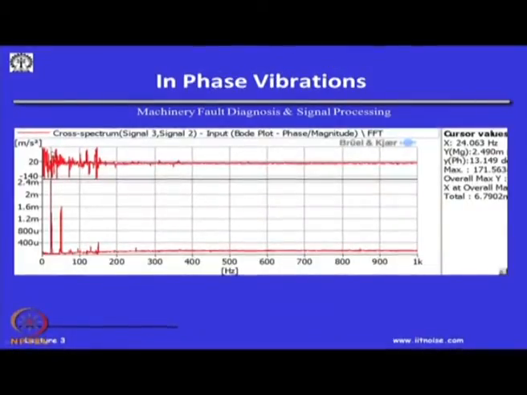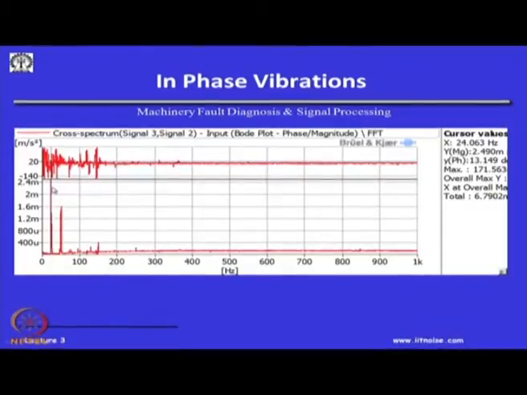If you see this dotted line here, the cursor has been put at 24.063 hertz, and the phase is about 13.149 degrees. Okay. Of course, the cross spectrum magnitude you cannot see here, but you will see a very strong component in the cross spectrum. Of course, you would have seen the auto spectrum as well, and this indicates that there is a high level of vibration.